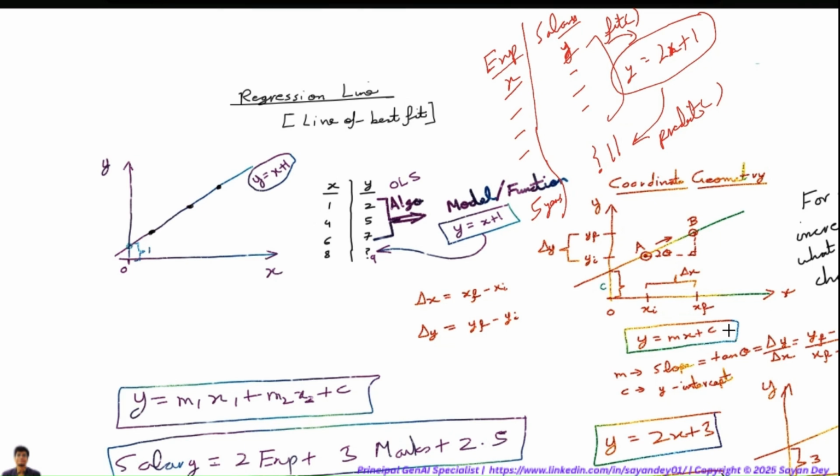The same way that we can have a straight line equation, we can also have a planar equation. So y is a mathematical function of multiple features. You can see m1x1 plus m2x2 plus c. Similarly, you can extend it: m1x1 plus m2x2 plus m3x3 plus c, or m1x1 plus m2x2 plus m3x3 plus m4x4 plus c. You can have the output y, which depends on multiple input x's. So the output depends on multiple input features. That is the idea, and this is what we refer to as multiple linear regression.